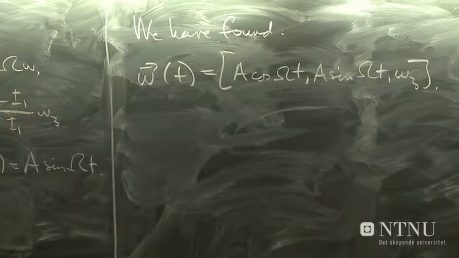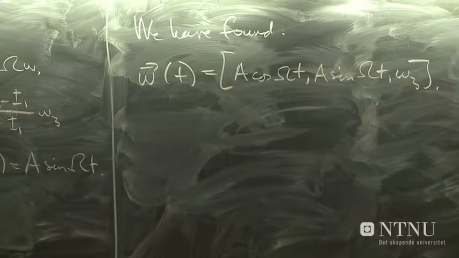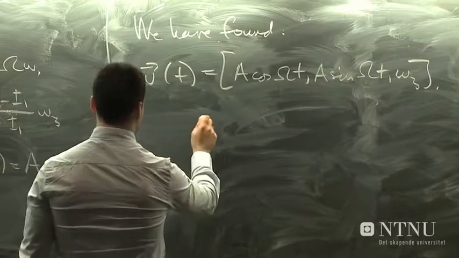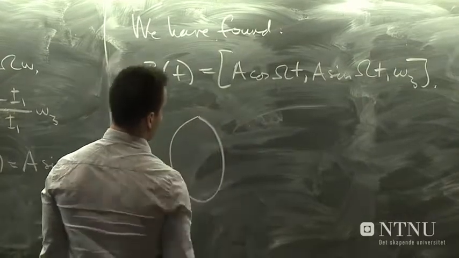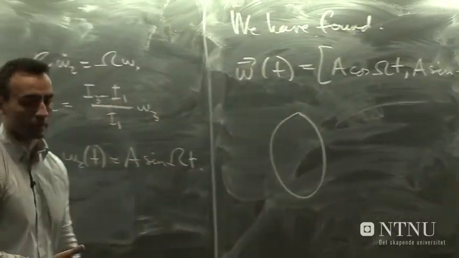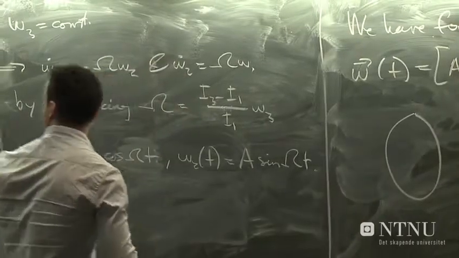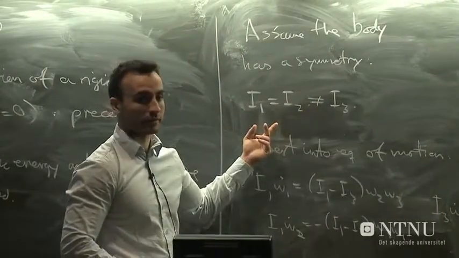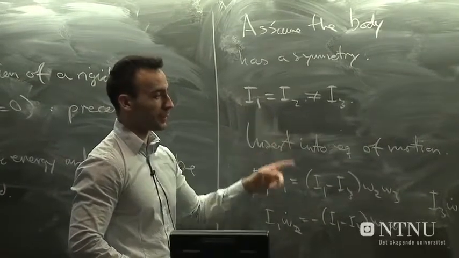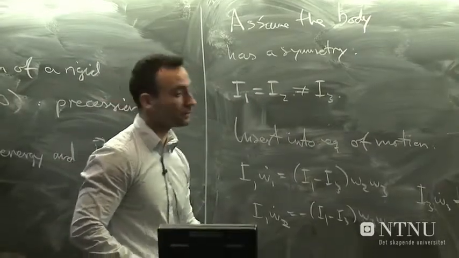And so having arrived at our result, we now have to step back and look at it and say, what does this mean? How do we interpret this result? Well, let's say we have some rigid body like this, which satisfies this equation. You have the main moments of inertia in the plane being equal.